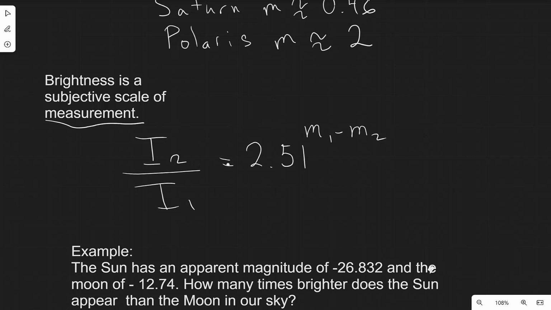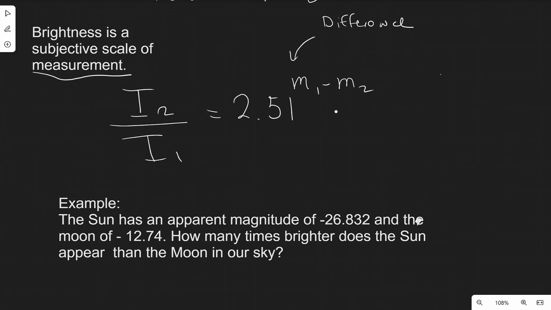We also need to know about this equation right over here, which gives us the ratio of two intensities as measured from the Earth, and that is equal to 2.51 to the power of the difference. And this difference here, M1 take away M2, is the difference in apparent magnitude. Well, let me give you an example for this.